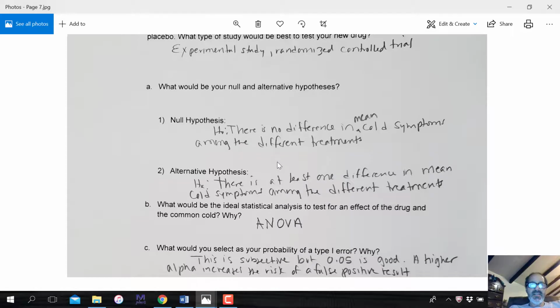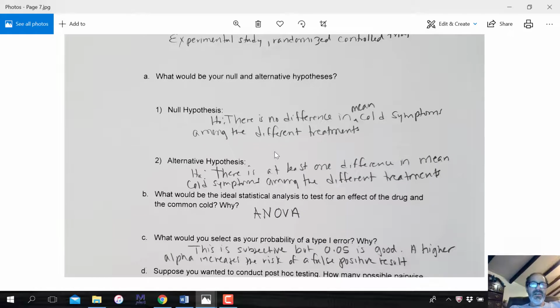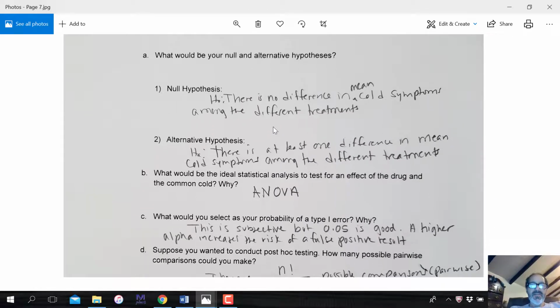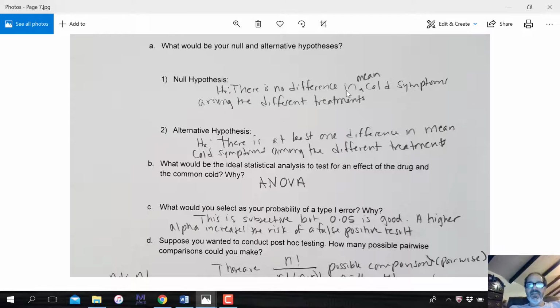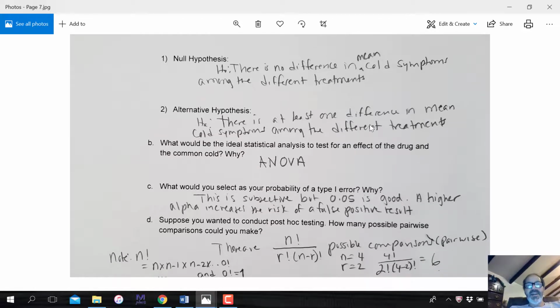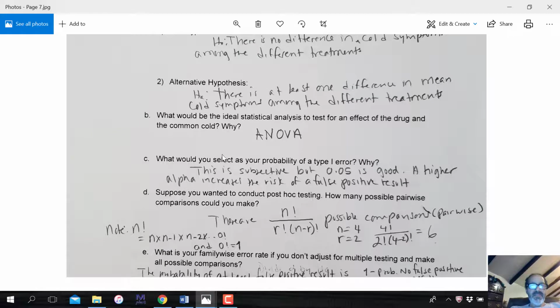That's how we do tests, by the way, when it comes to drugs. What would be the null and the alternative hypothesis? The null hypothesis is that there's no difference in mean cold symptoms among the different treatments. The alternative is that there is at least one difference in mean cold symptoms among the different treatments.